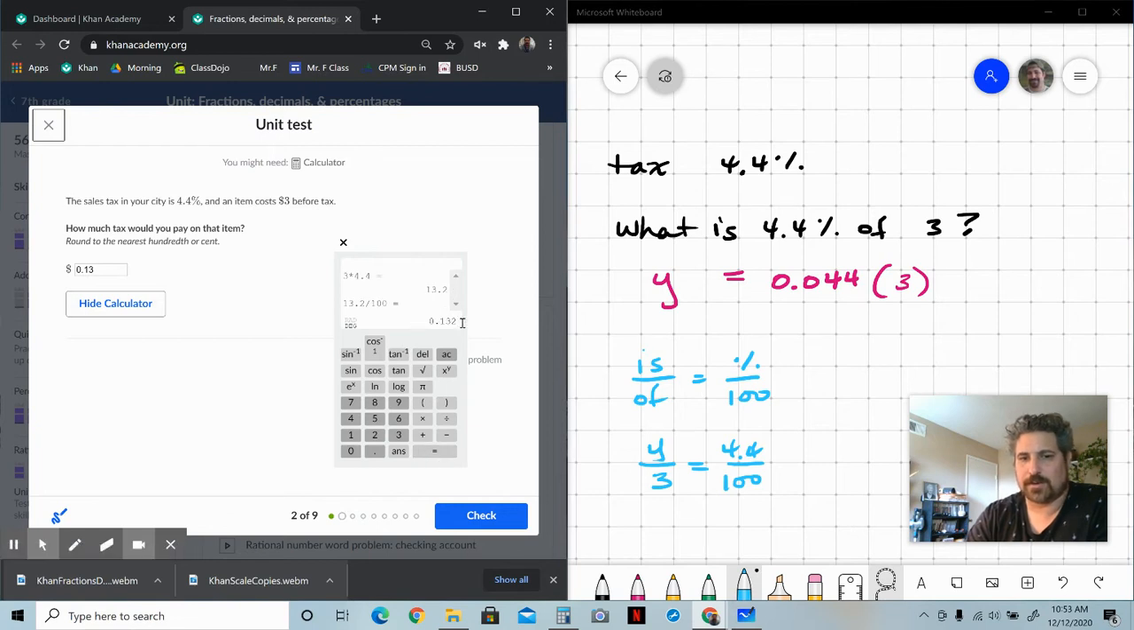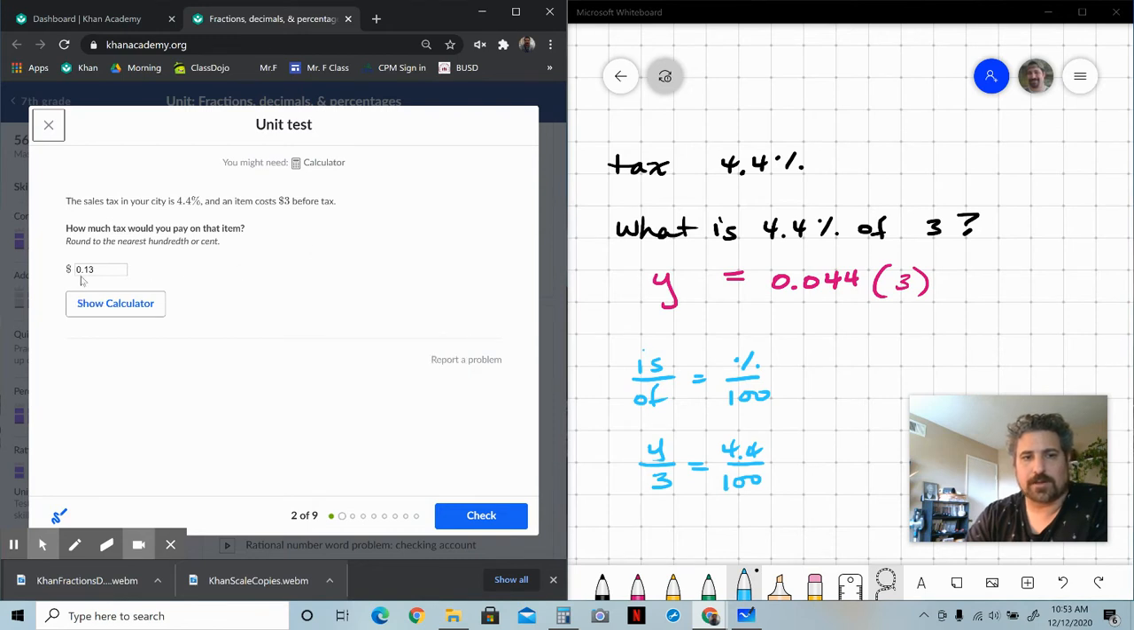So it's 0.132 once again, round to the nearest penny, 0.13. So either way, your answer is going to be 13 cents.